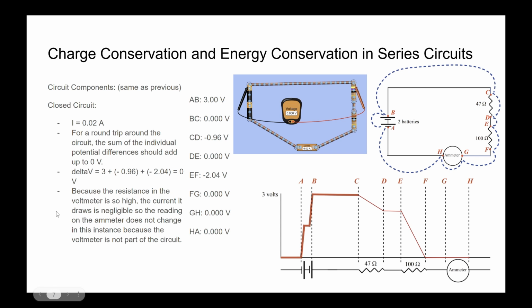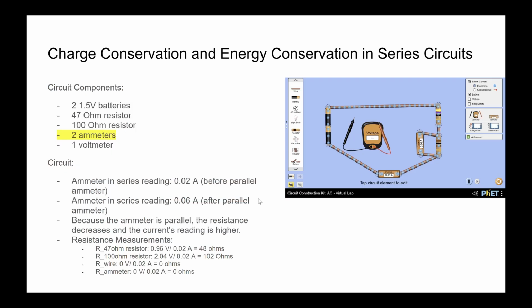Here you can see the voltage differences as mentioned in the different parts, and here you can see the graph of all that. Now we have two ammeters, one in parallel, not just in series. Before the parallel ammeter, it was 0.02, now it's 0.06, and because the ammeter is in parallel, the resistance decreases and the current reading is higher. And here you can see the different resistance measurements for different parts of the circuit.